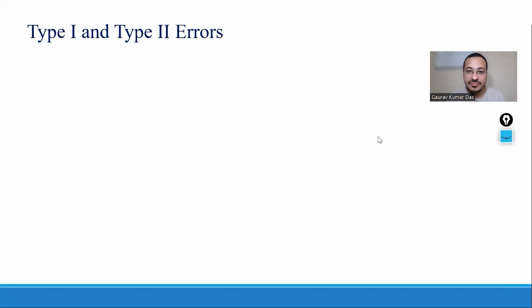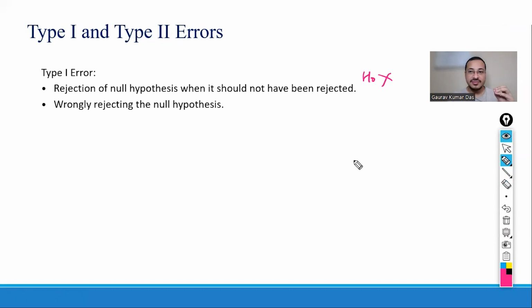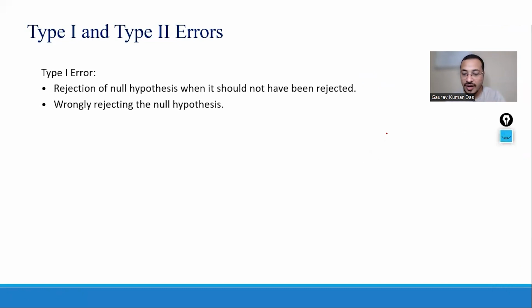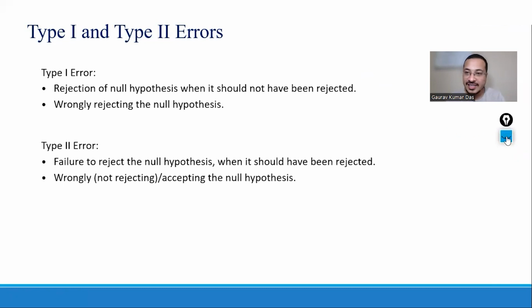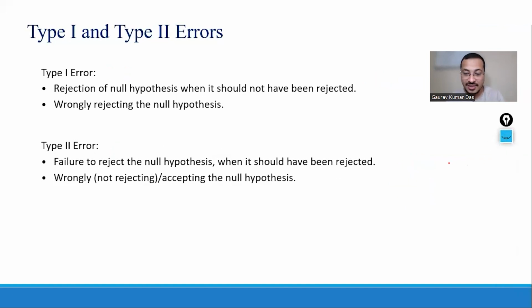Now let's go through it. Type 1 error: wrongly rejecting the null hypothesis. So it happens when you reject the null hypothesis. Type 2 error happens when you wrongly accept the null hypothesis. This should not have happened. So whenever you reject the null hypothesis, you have to think about type 1 error. When you accept the null hypothesis, immediately you have to think about type 2 error. The type 2 error is there inside it.